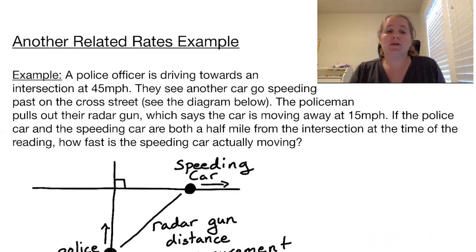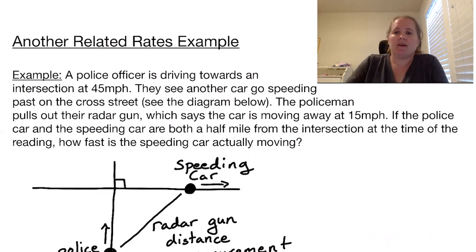The policeman pulls out their radar gun, which says the car is moving away from the police car at 15 miles per hour. If the police car and the speeding car are both a half mile from the intersection at the time of the reading, how fast is the speeding car actually moving?